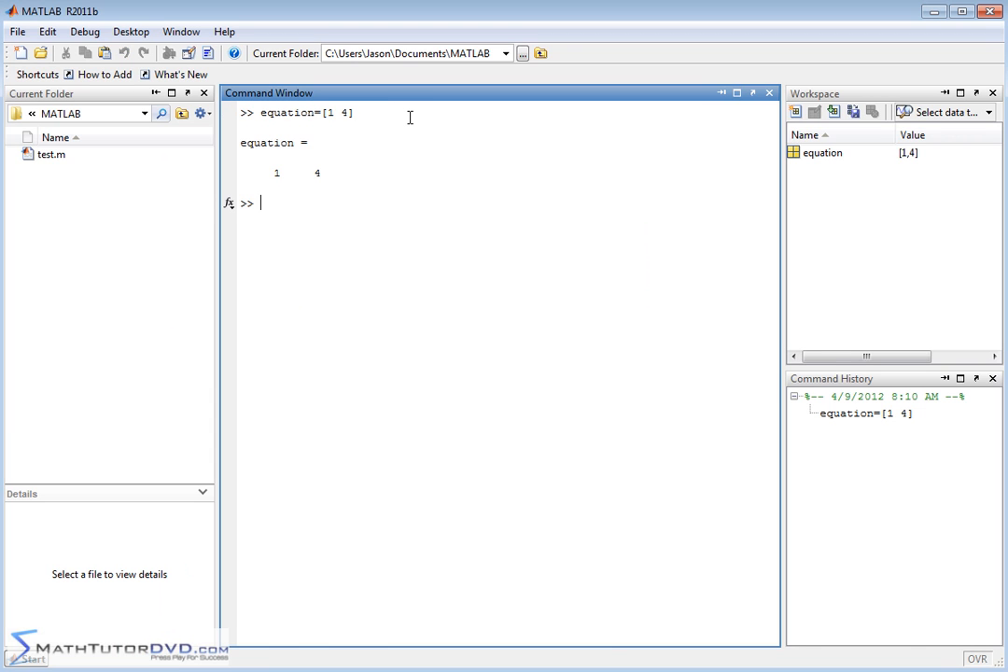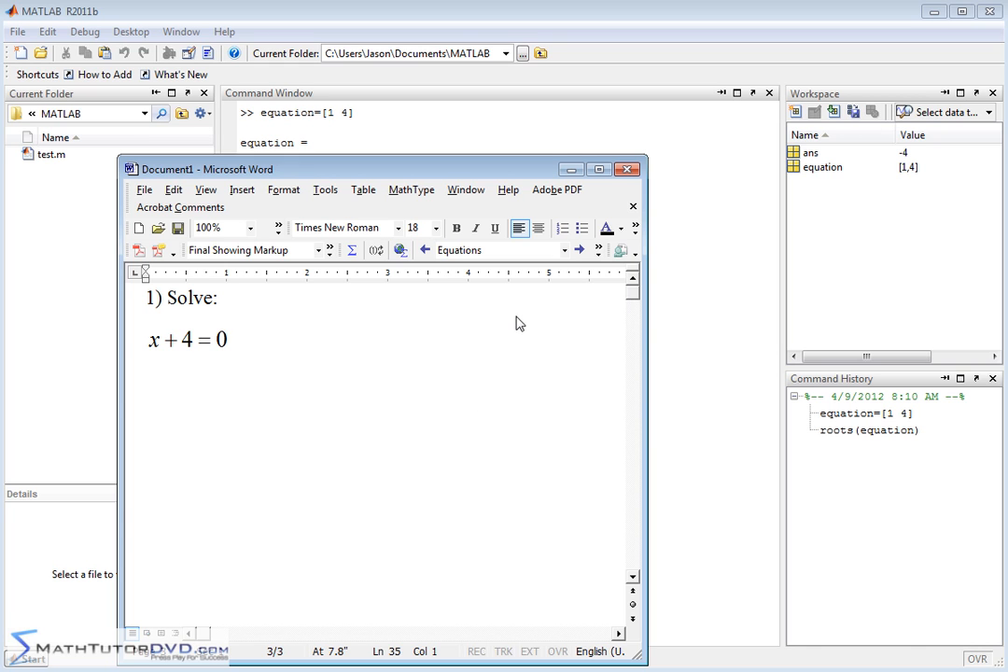Let me hit enter, and we assign this matrix to the word equation. Then all we have to do is use Matlab's roots command and pass it the variable we just defined. Matlab knows that when we send a single-row matrix to the roots command, it is a list of coefficients in descending order. It knows that since there are two coefficients, it has to be 1x plus 4, and that it's set equal to 0 because we're finding the roots. It reports the answer is -4, which is exactly what you would expect by moving this over to the other side.